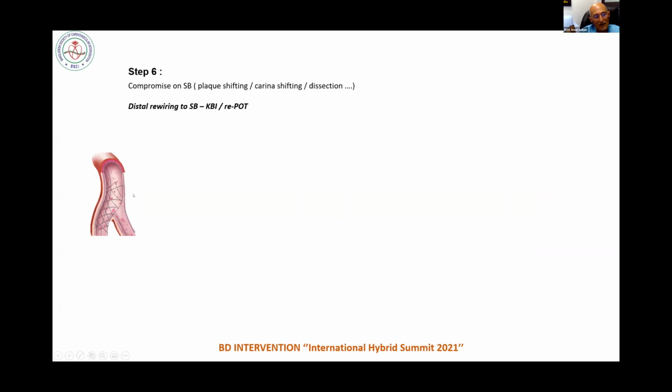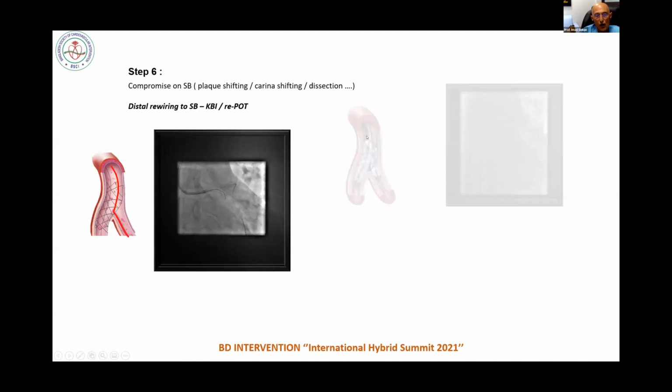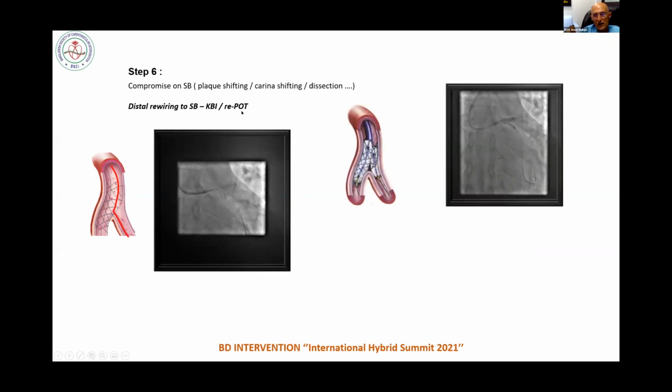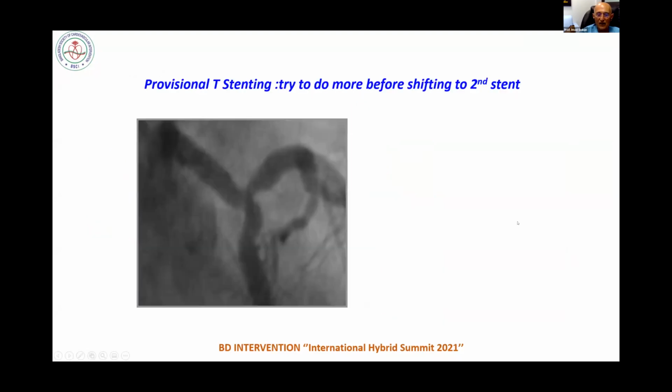But if you have some compromised side branch, then the next step will be to cross to the side branch, cross distally, and go for kissing balloon inflation, and then re-POT in order to avoid leaving any deformation on the stent, as you can see in this case.